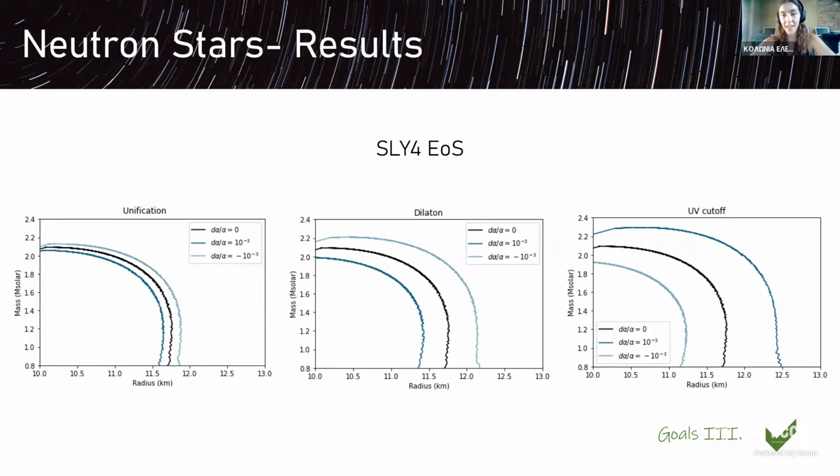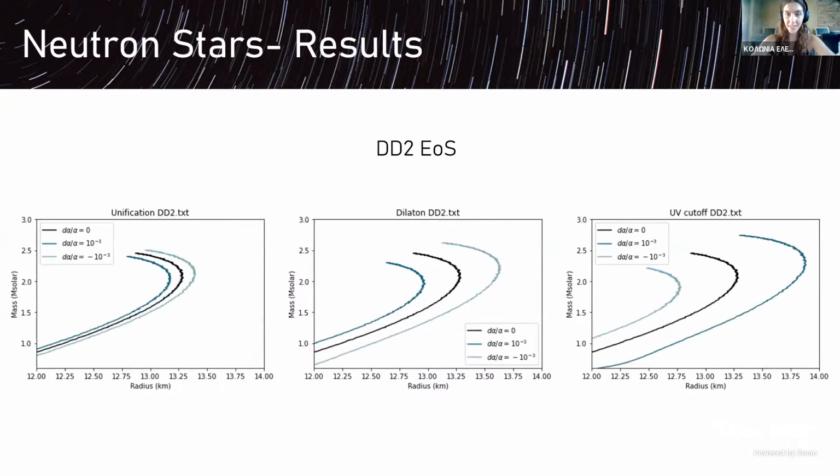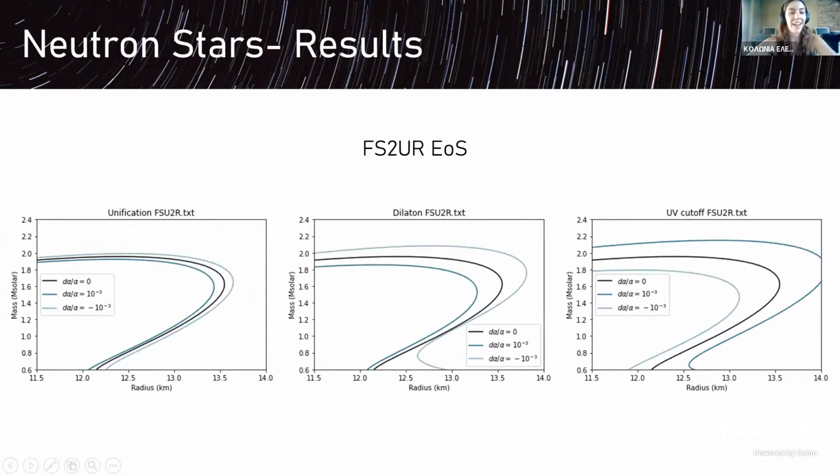So now if we expand that and look into other equations of state, we can see that the only thing that changes is the profile of the mass radius relation. So nothing in the models, nothing in the physics changes apart from the profile of the mass radius relation. And we see again that it's pretty consistent. We have, again, the same results for the unification, the dilaton, also the UV cutoff model. And then one last one, we also see the same results here as well. And it's pretty consistent, so everything works out fine.